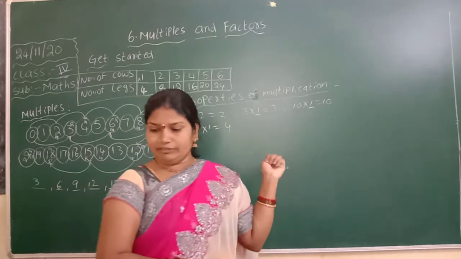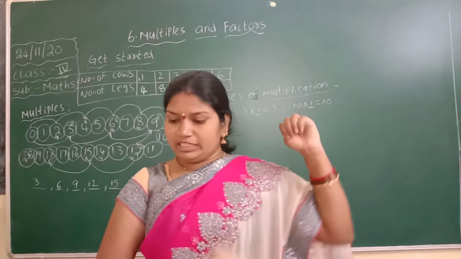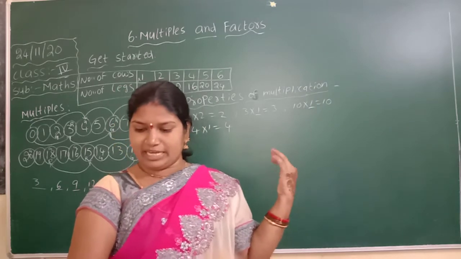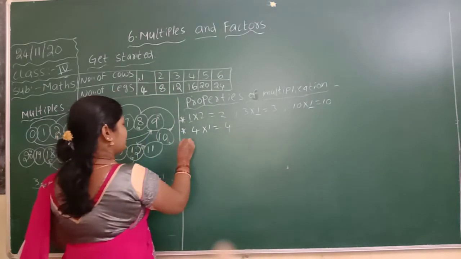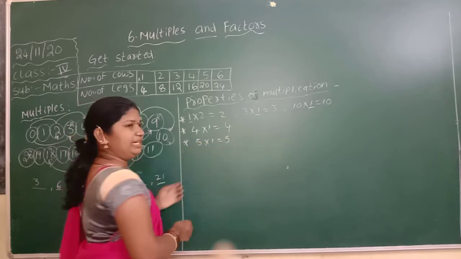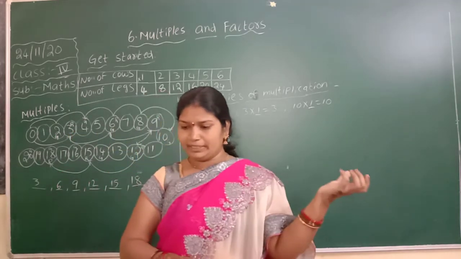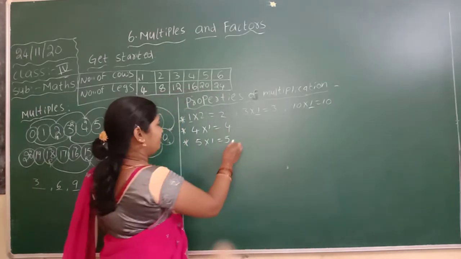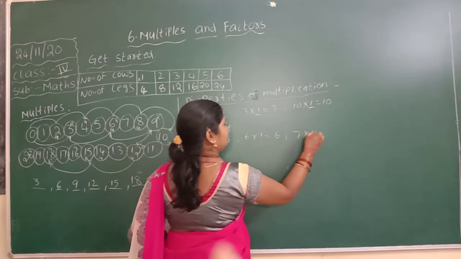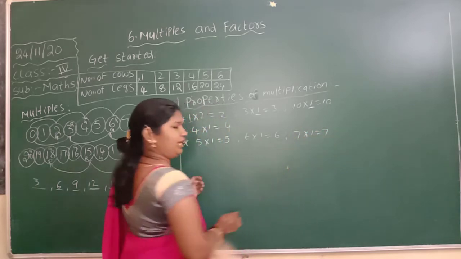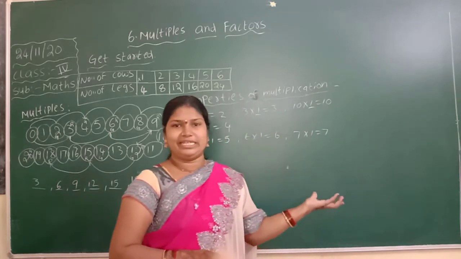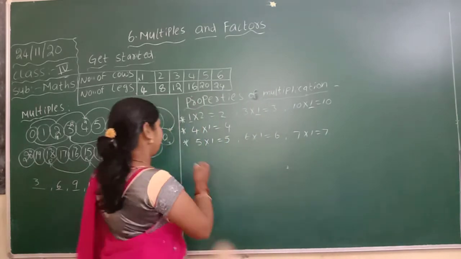Next, third one. The smallest multiple of a number is the number itself. Means 5 into 1, 5. Next, for example, 6 into 1, 6 only. 7 into 1 means 7. If you take any number, the smallest multiple of the given number is the number itself.